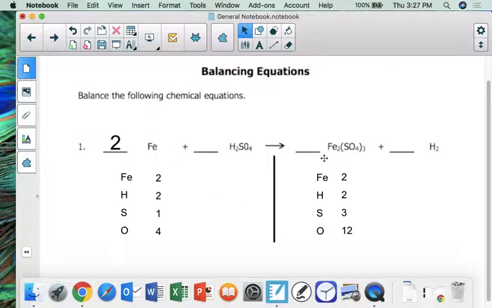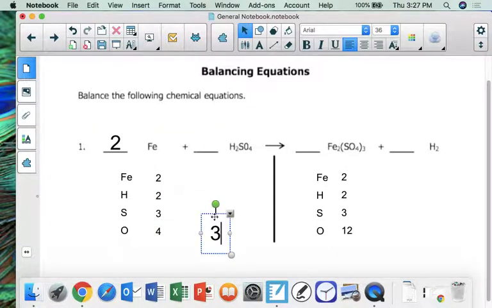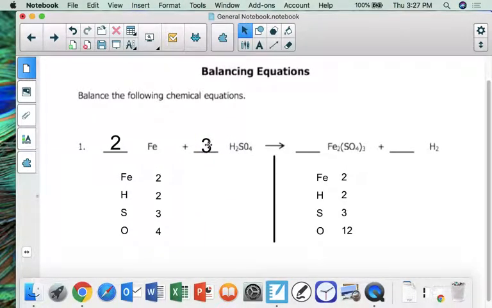The next easiest one actually kind of looks like it might be sulfur. Let's try sulfur because I see in both cases sulfur is attached to something. So if I change sulfur, something else is going to change. So let's see, sulfur's 3 here, it's 1 here. Let's make it so that way sulfur has 3. By doing that, let's put a 3 up here. Okay, so that means I now have to distribute that 3.